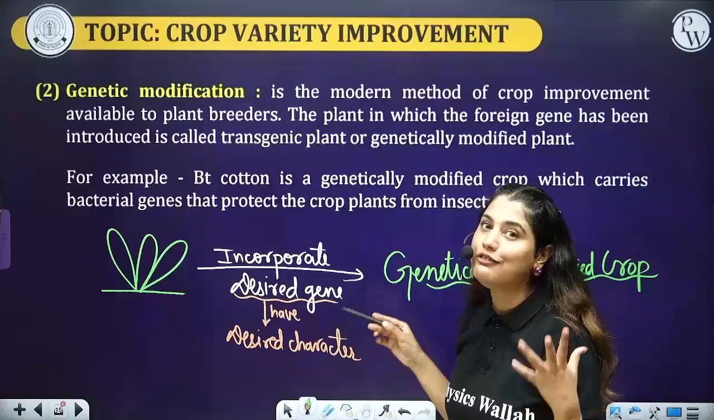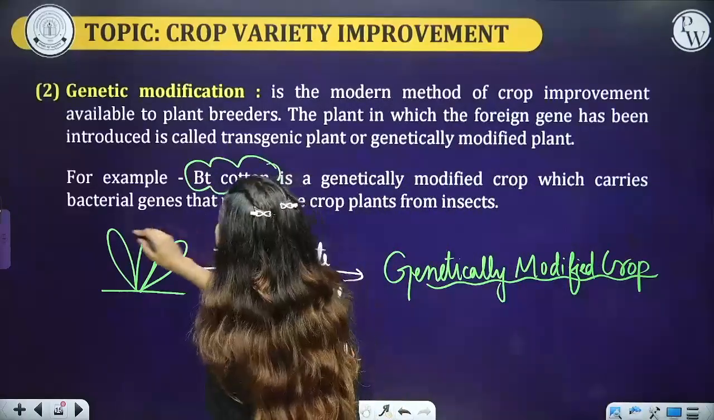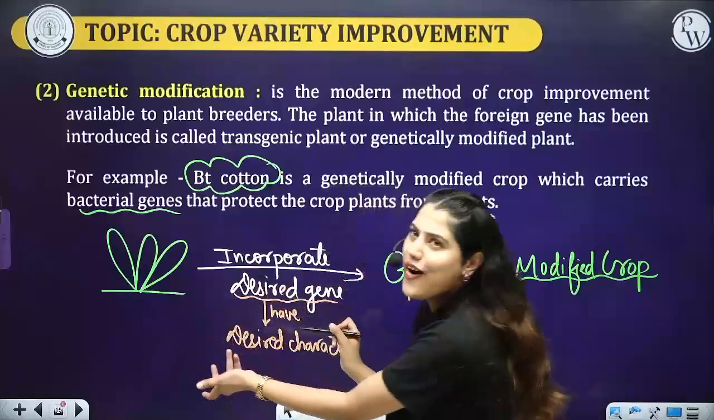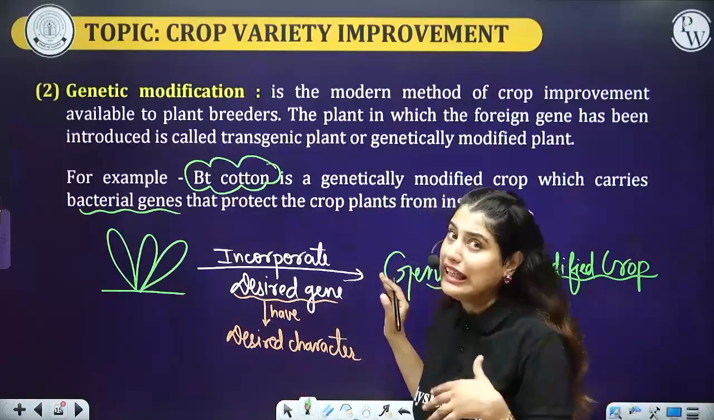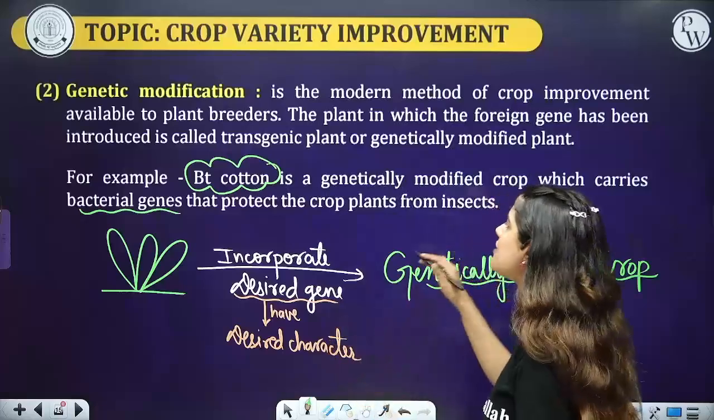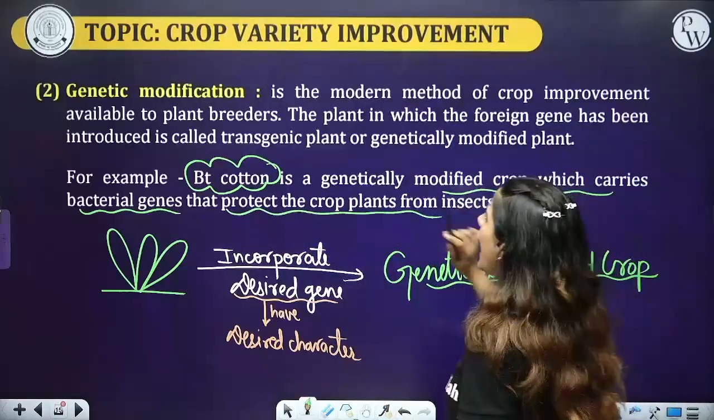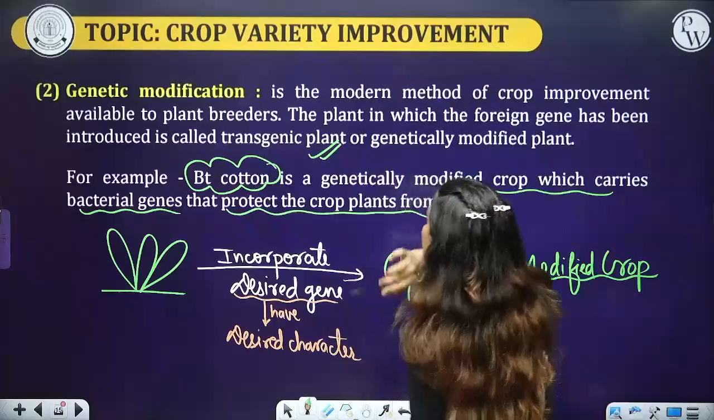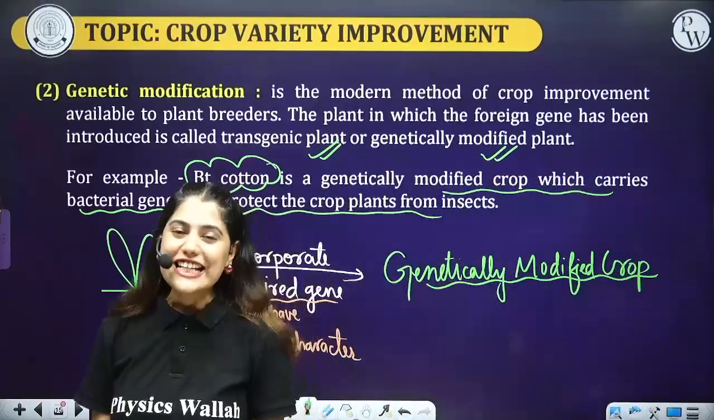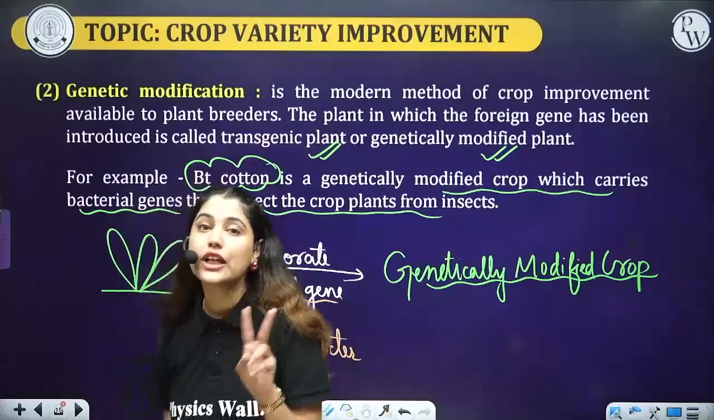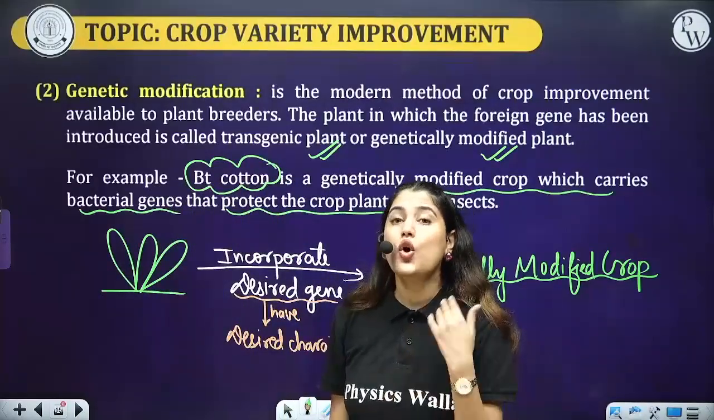And similarly we made a BT cotton plant, and we added a bacterial gene into it. Just right now I told you, let's say I find a bacteria that has that gene which can make it resistant to the pest, and I am incorporating that into the plant, right? So that was about it. We are making a transgenic plant or a genetically modified plant. Is it clear?